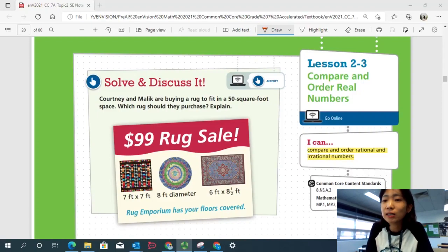Hi guys, this is Pre-Algebra Lesson 2-3. Compare and order real numbers. In this lesson, we'll be able to compare and order rational and irrational numbers.